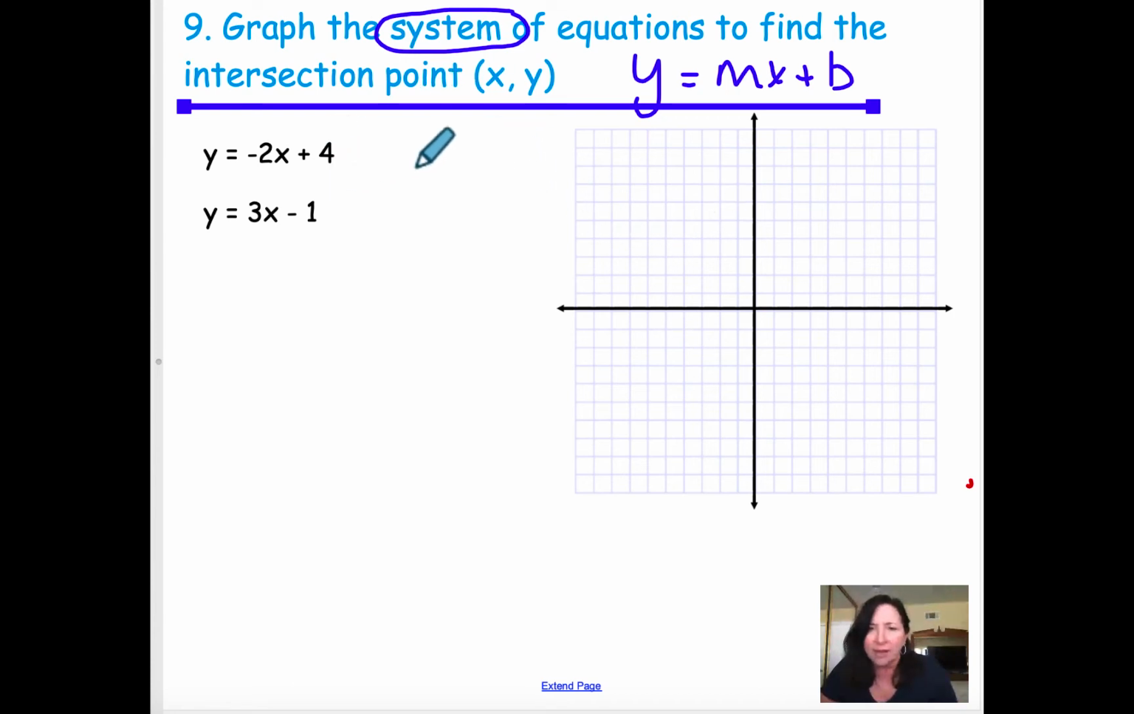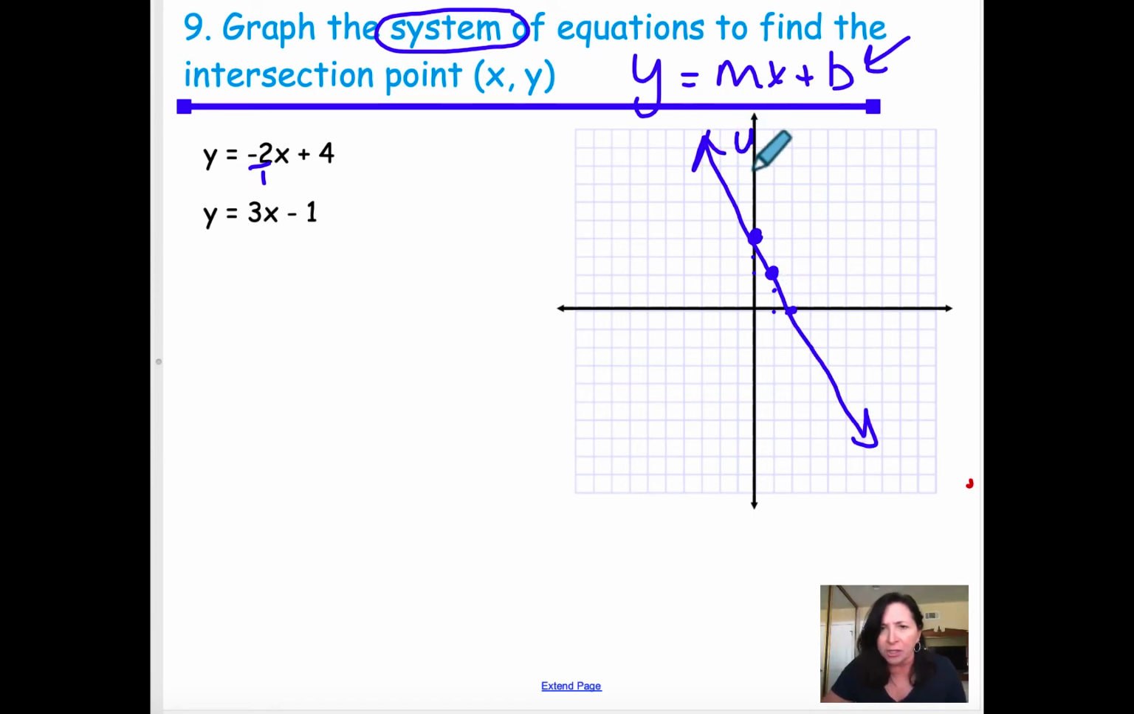And so graphing that, I'm going to start off at 4 because you always start off at the y-intercept. So we got 1, 2, 3, 4 right here. The slope is negative 2 over 1, which means drop down 2, go over 1, drop down 2, go over 1. This is a solid line. And so there's my line for the first equation, which is y equals negative 2x plus 4.